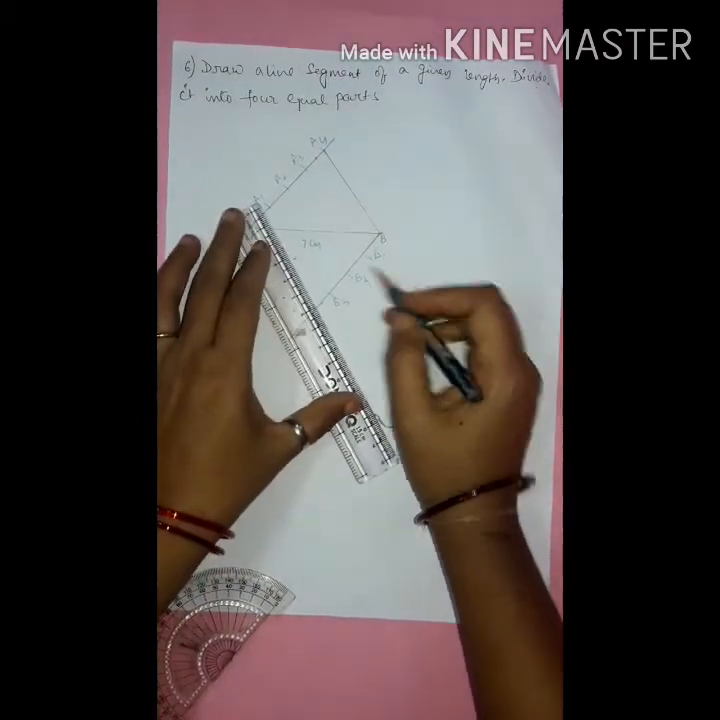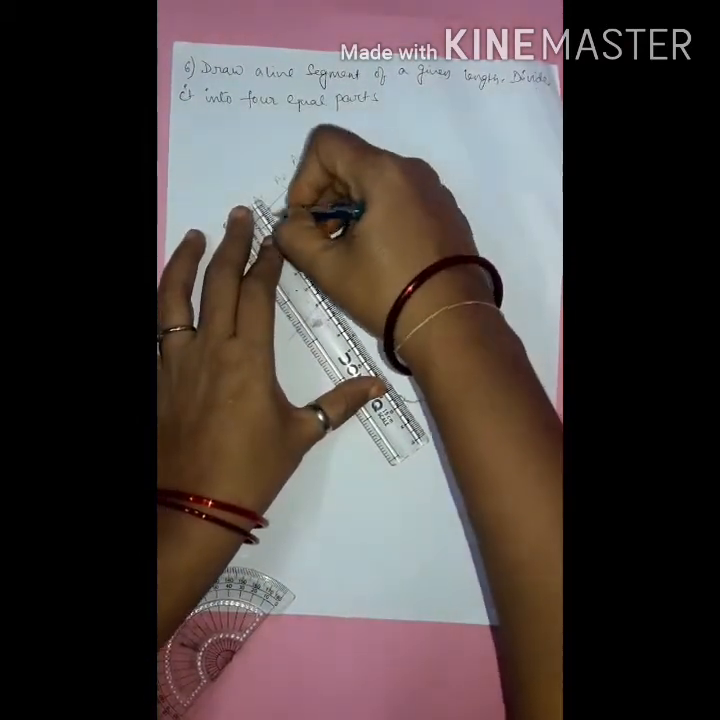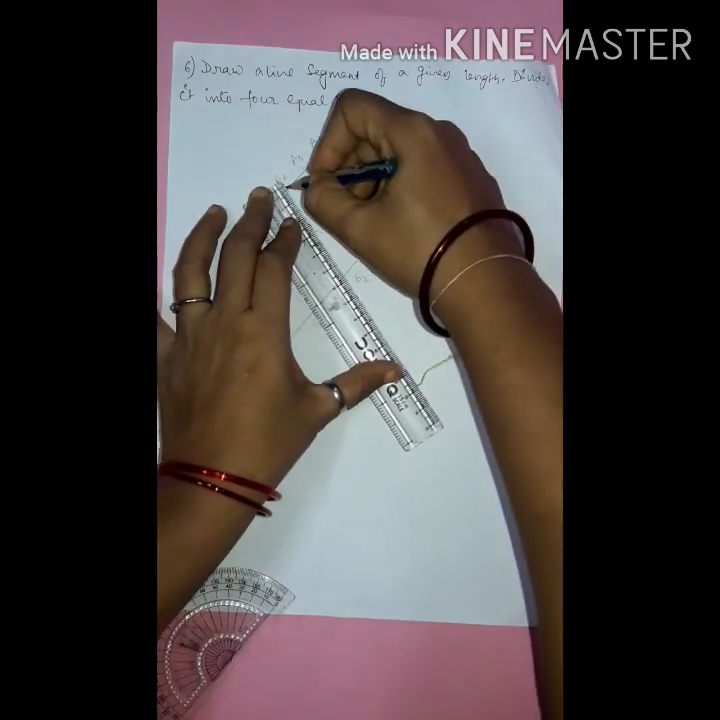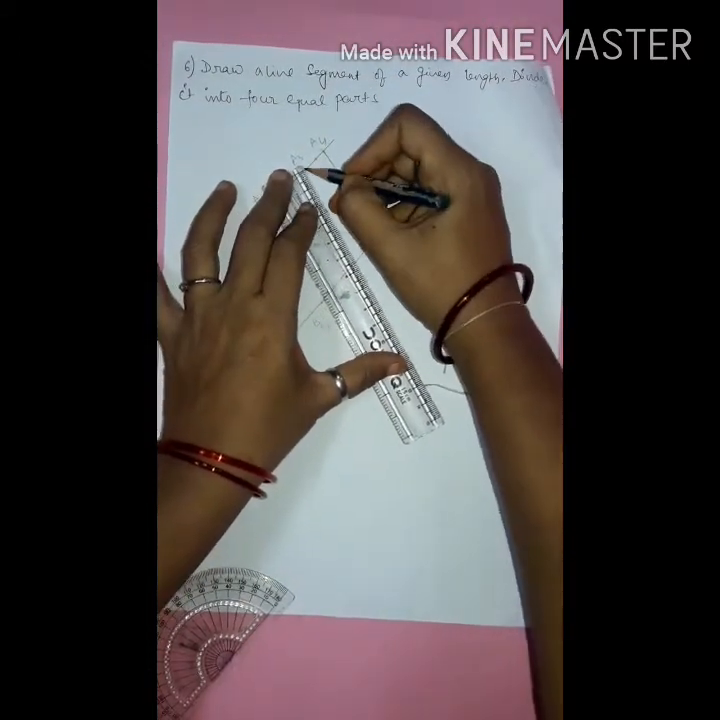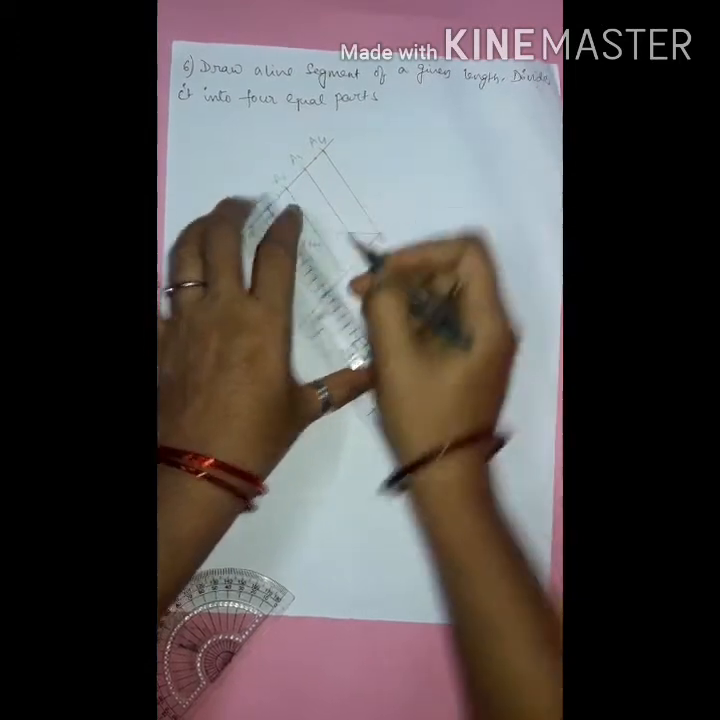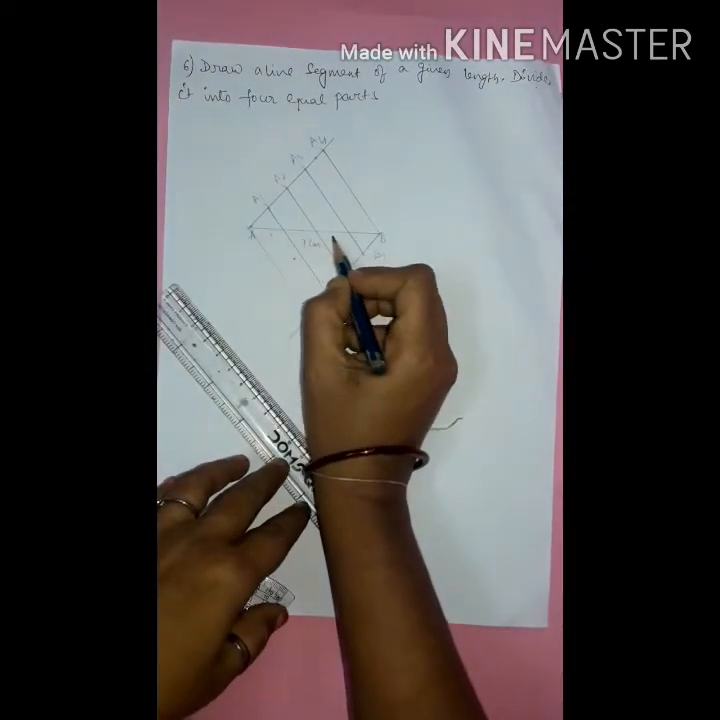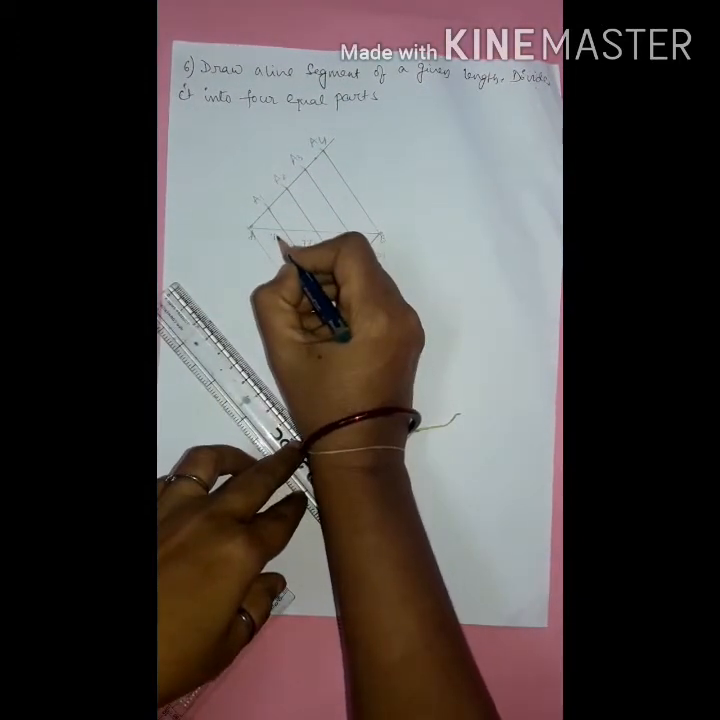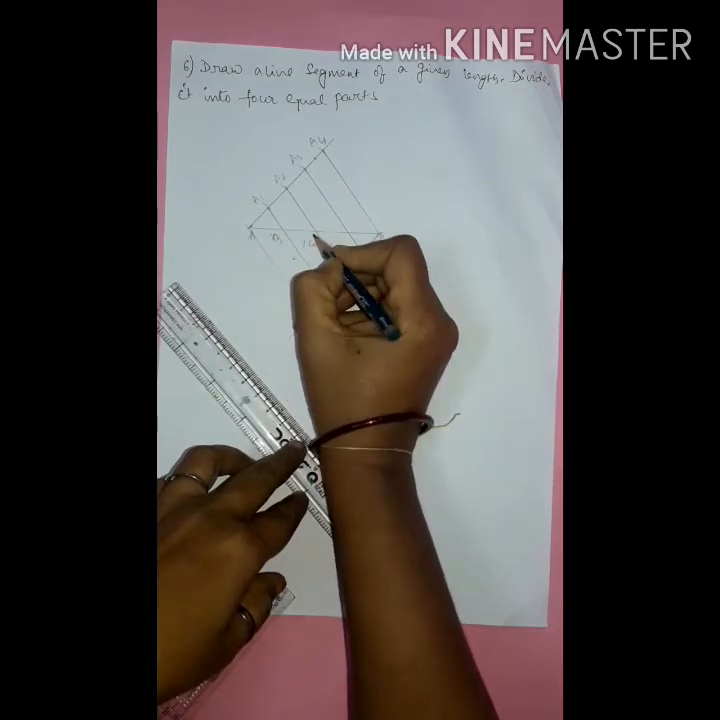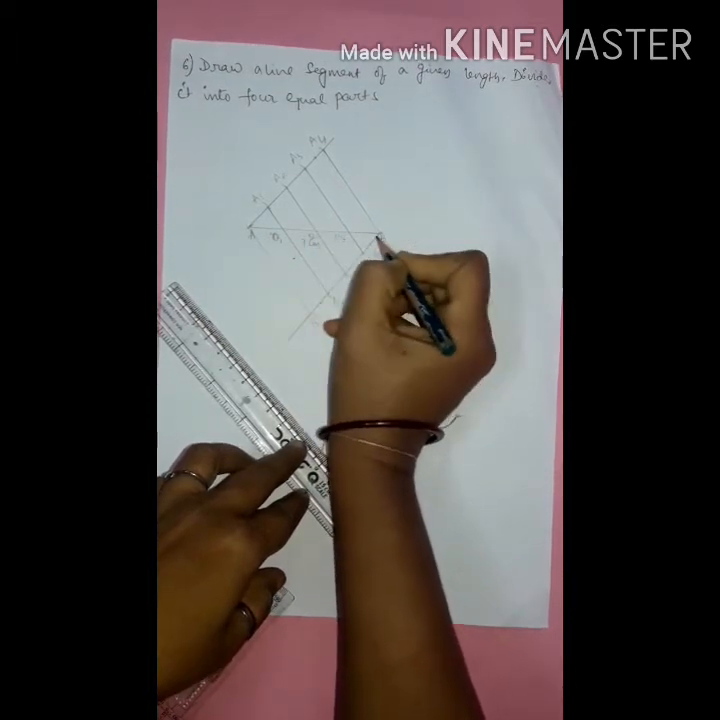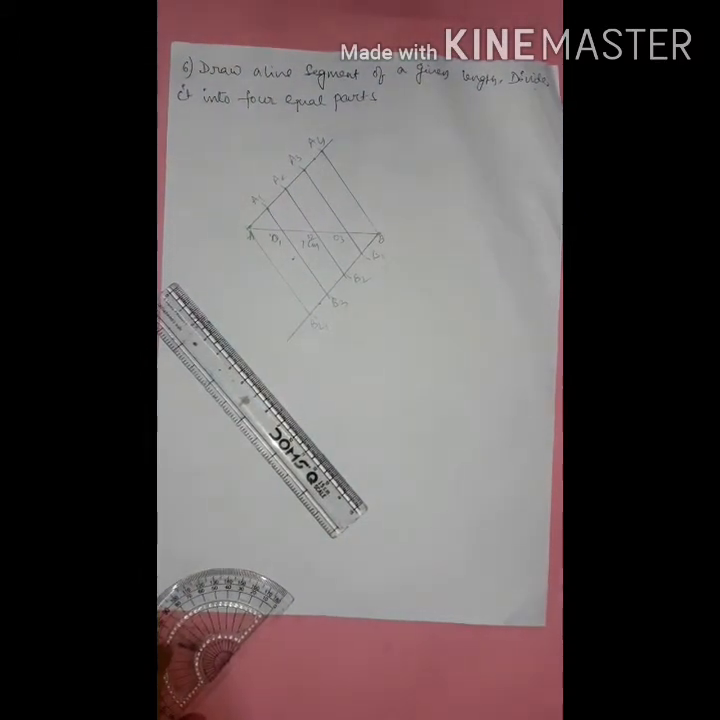So 4 parts, how will we do this? A1 to B3, A2 to B2, A3 to B1. This is the 4 parts. First, second, third, fourth. Make this A, O1, O2, O3, and this one. So this is the answer.